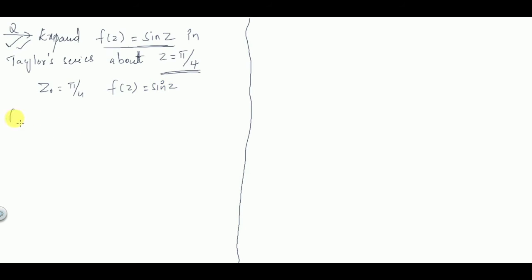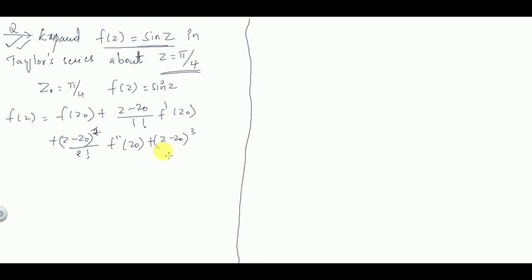So what is the Taylor series expansion formula? F of z0 plus z minus z0 by 1 factorial into f dash of z0 plus z minus z0 whole square by 2 factorial into f double dash of z0 plus z minus z0 whole cube by 3 factorial into f triple dash of z0 plus so on. Okay, so here z0 is pi by 4 and f of z is sine z. So we'll find the values now.